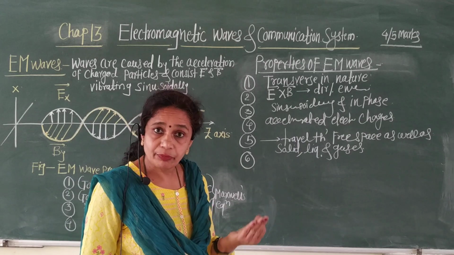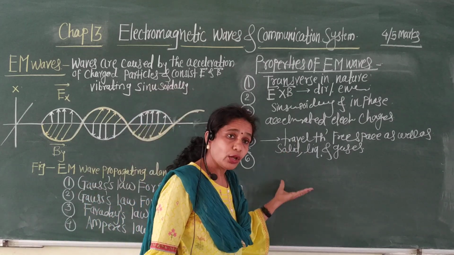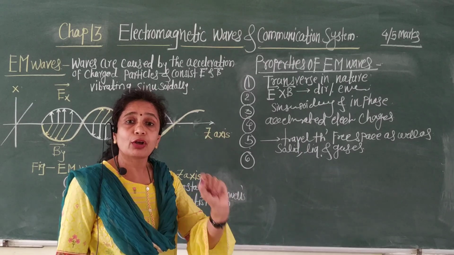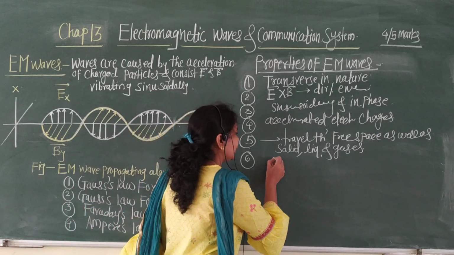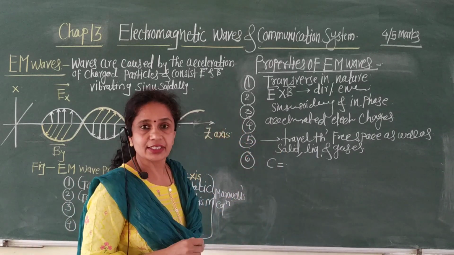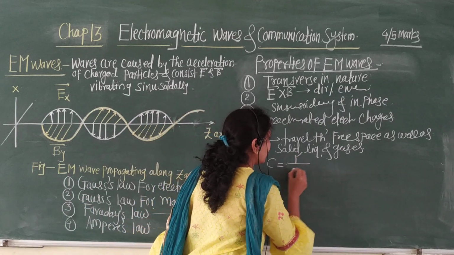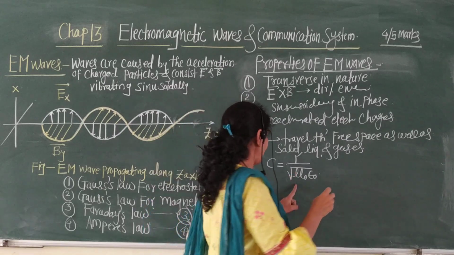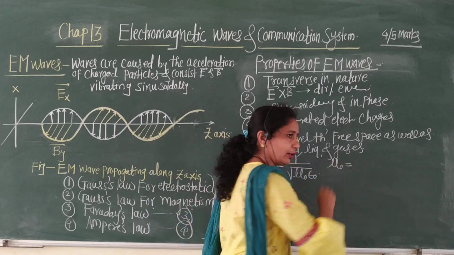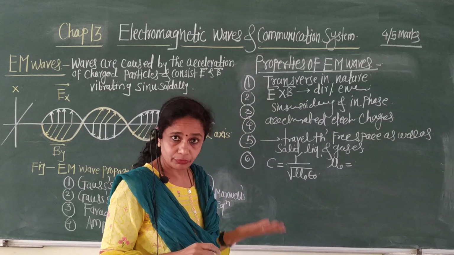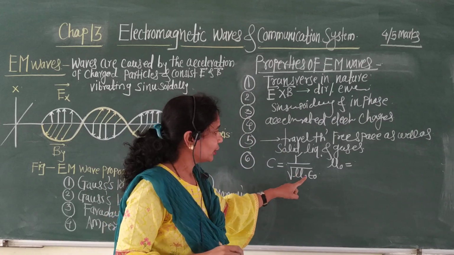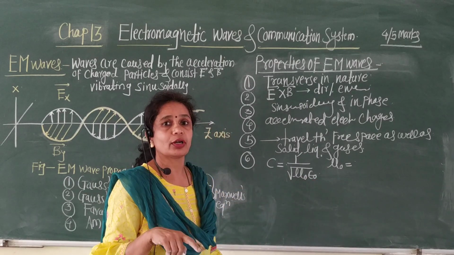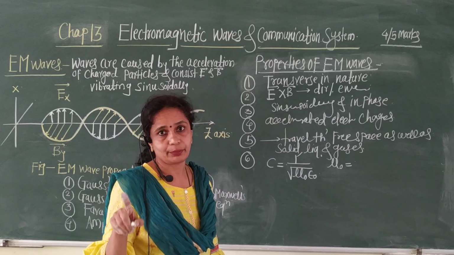Then in the free space, the velocity of the electromagnetic waves is equal to the velocity of light waves, and it is given by c is equal to 1 upon under root of mu naught into epsilon naught, where mu naught and epsilon naught are the constants of free space. Mu naught is called the permeability of free space. Epsilon naught is called the permittivity of free space.